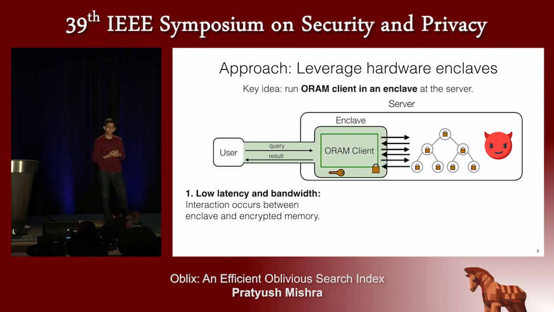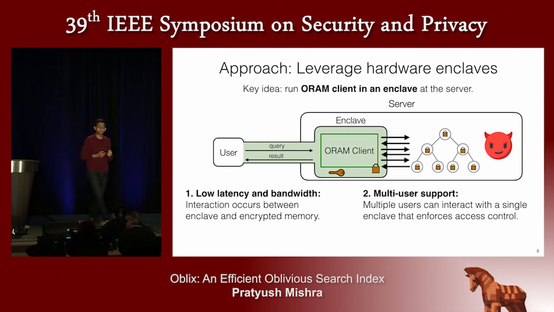This solves our problems earlier because, for example, we get low latency and bandwidth because now there's no interaction at all occurring over the network. All interaction is between the enclave and the server's memory. We also get easy support for multiple users because now all the different users can interact with just one enclave, which can enforce the relevant access control policies without having to store any secret state at any of the users.